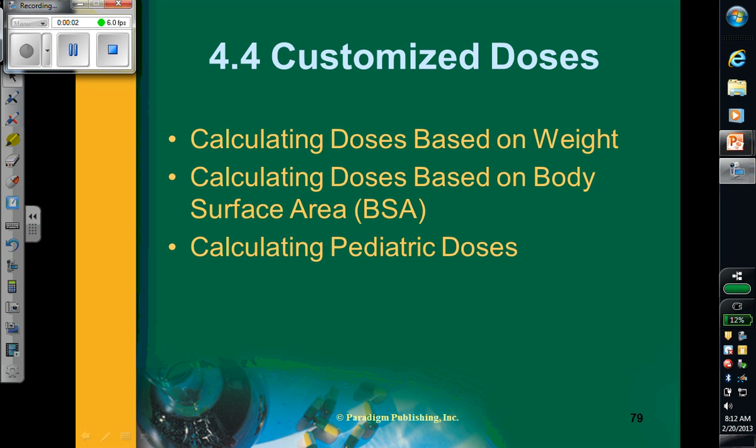Okay, so what we're going to do now is work on Section 4.4, which is customized doses, based on calculating doses based on weight, also based on the body surface area, and then we're going to calculate some pediatric doses as well.